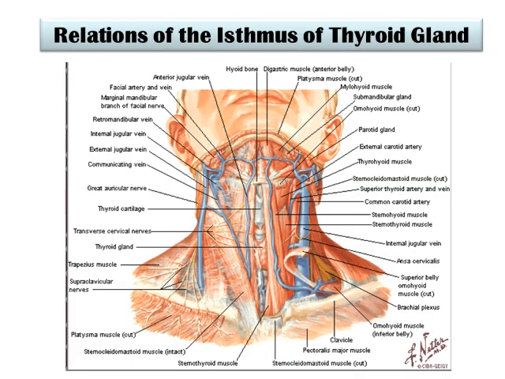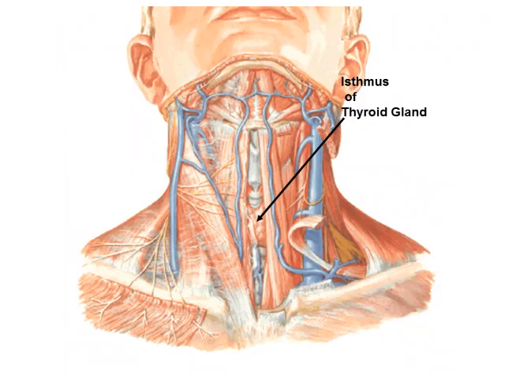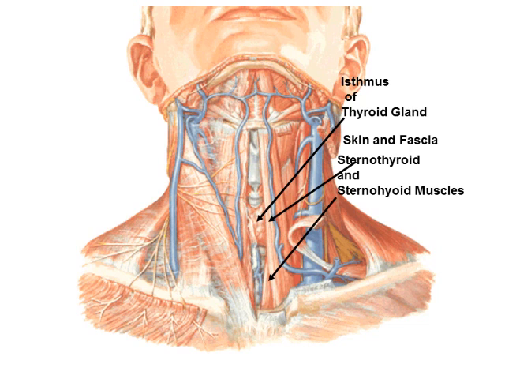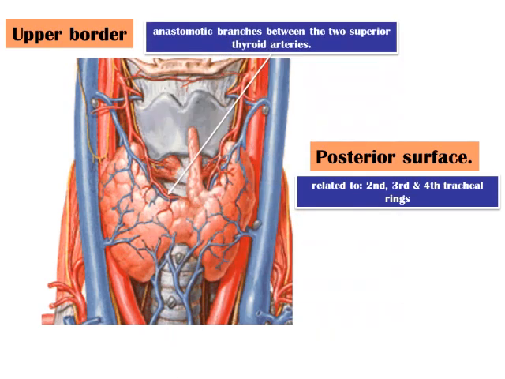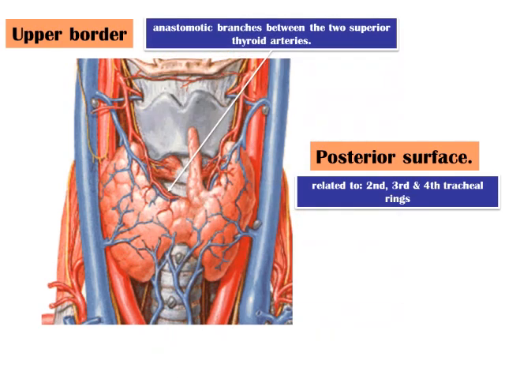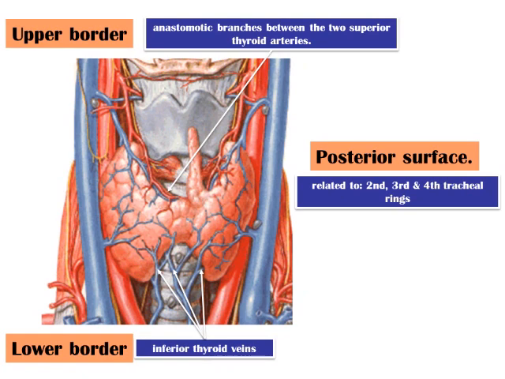Relation of the isthmus of the thyroid gland. The isthmus has two surfaces and two borders. The anterior surface is related to skin and fascia, the sternothyroid and sternohyoid muscles, and lastly the anterior jugular veins. The posterior surface of the isthmus is related to the second, third, and fourth tracheal rings. The upper border of the isthmus is related to an anastomotic branch between the two superior thyroid arteries. The lower border of the isthmus is related to the inferior thyroid veins, which may be two or three in number.